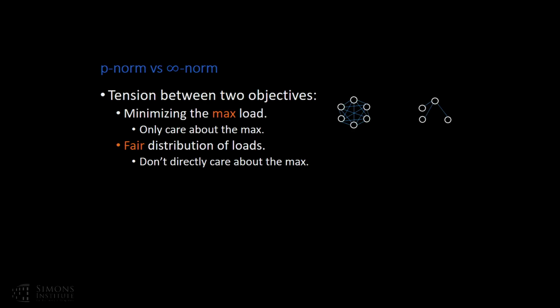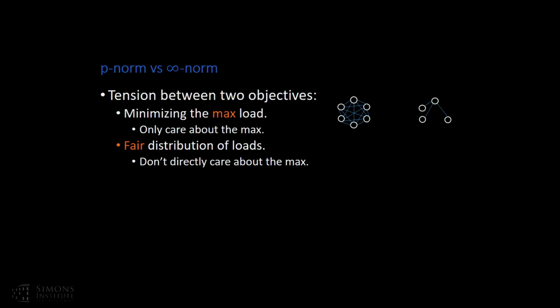So far, people have looked a lot at the maximum out degree or maximum load, the infinity norm of the loads. There's some tension between two objectives when we're trying to load balance. There's interest in minimizing the maximum load, but we also want to be fair with the distribution of loads. And minimizing the maximum load doesn't do that very well.